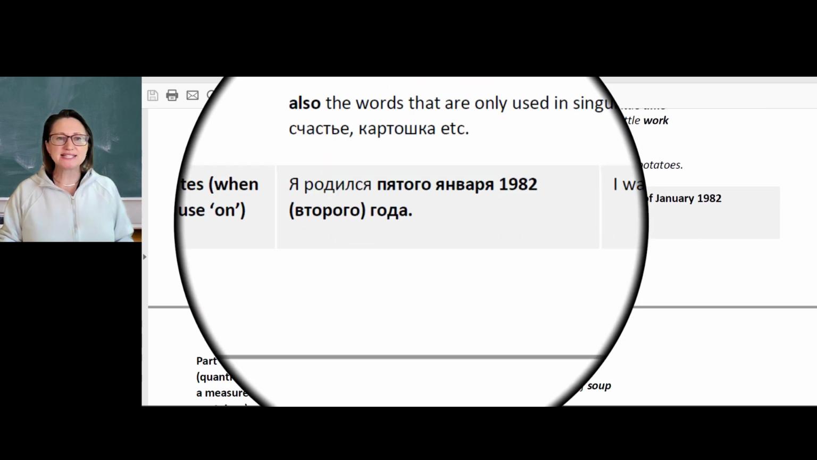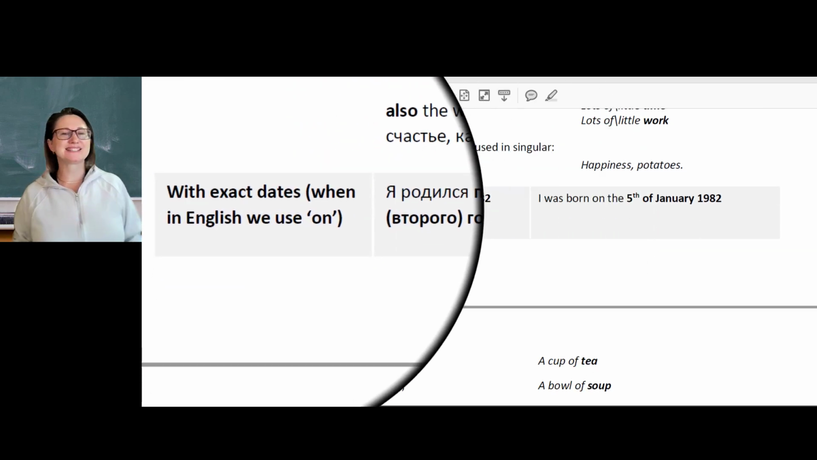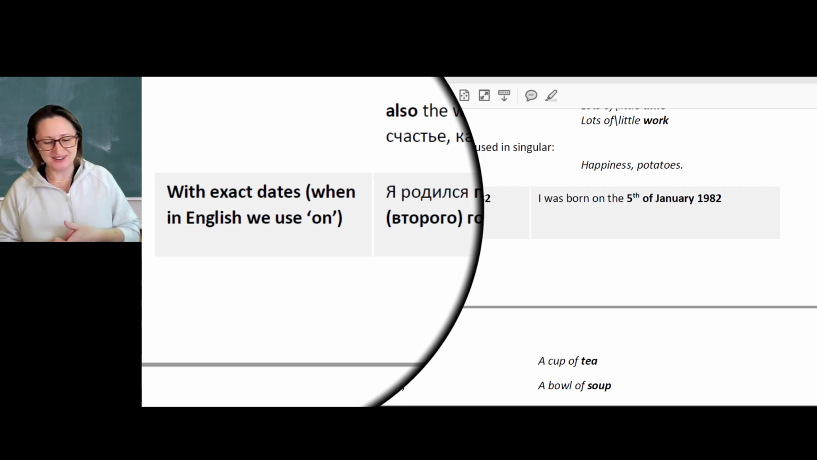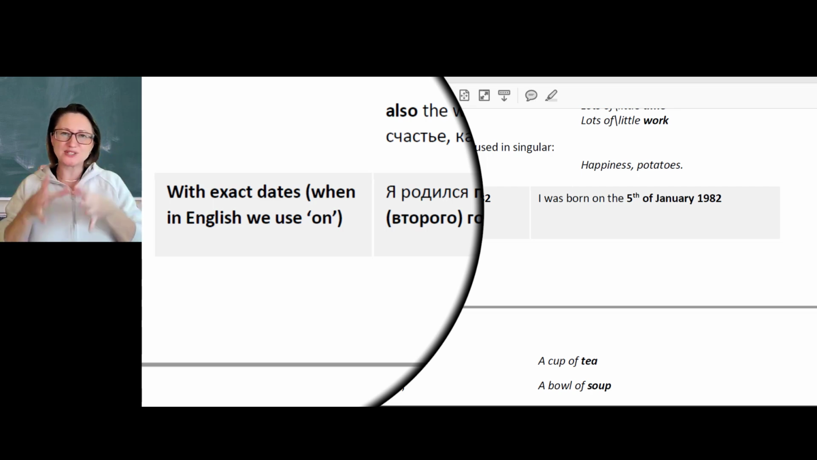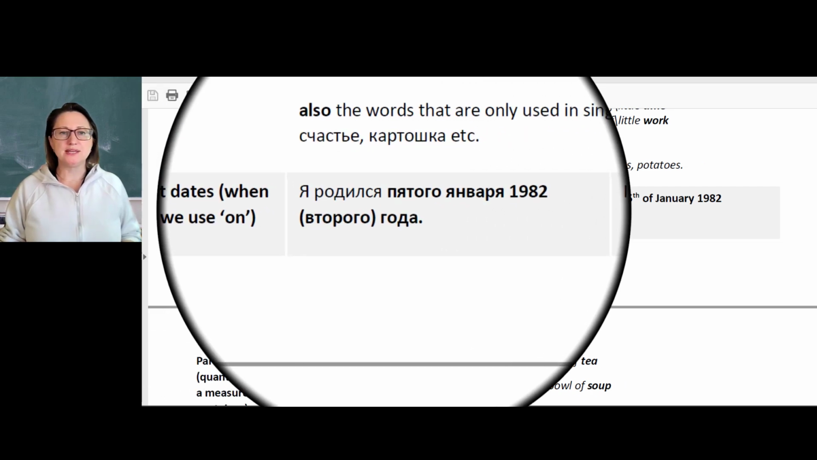Okay. Our next context is something that I think is very tricky to understand, but once you wrap your mind around it, it will be fine. So exact dates, when something happened on that specific date. So when in English you use "on." For example, я родился, some guy says, 5 января 1982 года. I was born on the 5th of January, 1982.